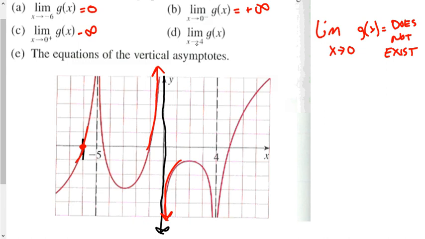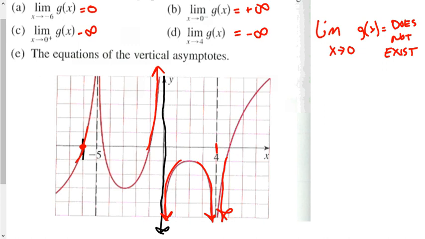What about the limit as x approaches 4? Well, here's 4, right? And we can see this is going down towards negative infinity from the left. This is going down towards negative infinity from the right. And if the left-hand limit and the right-hand limit are both going to the same place, then that means the limit does exist and it's negative infinity.